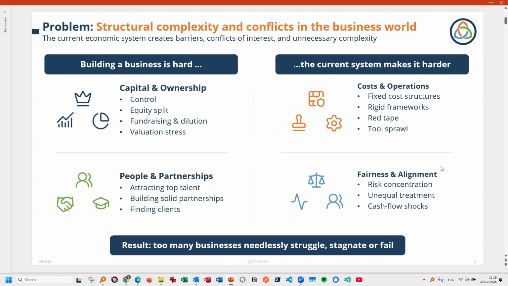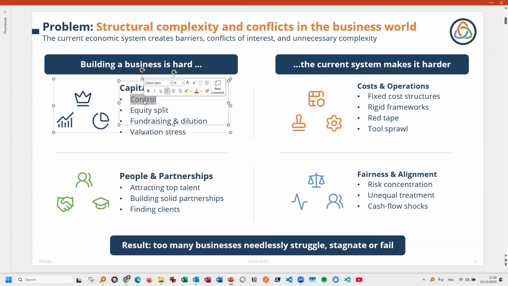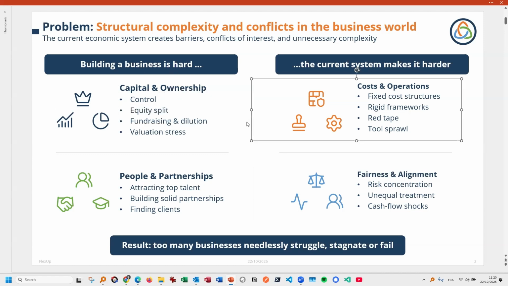So why does the world need FlexUp? Well, because there's a lot of problems today when you're trying to start and manage a business, and basically it's complexity and conflicts. These are two of the big problems. But there's many questions, like how do you, as a founder, keep control of your company when you're giving shares to investors? If you have several founders, how do you split the equity between the different founders? Is it going to be 50-50 or 30-70? A lot of fights. I mean, I've seen so many fights about people disagreeing on how to split the equity.